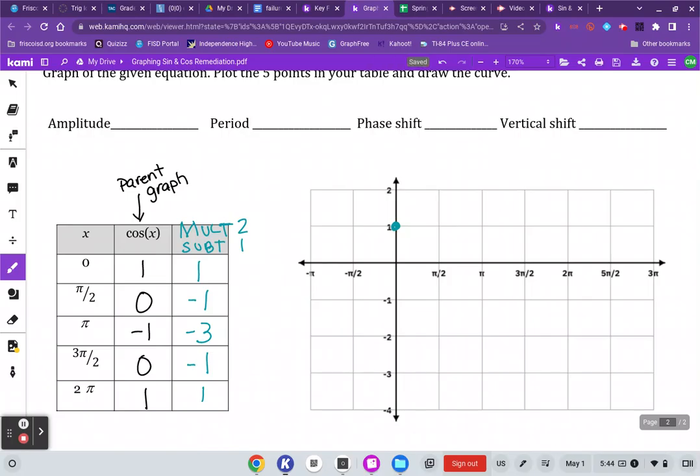Okay, so now that I have this, I don't need my parent graph values anymore. I'm just going to plot these points: 0, 1. At pi over 2, I'm down at -1. At pi, I'm at -3. At 3 pi over 2, I'm at -1. At 2 pi, at +1. And here is my graph.